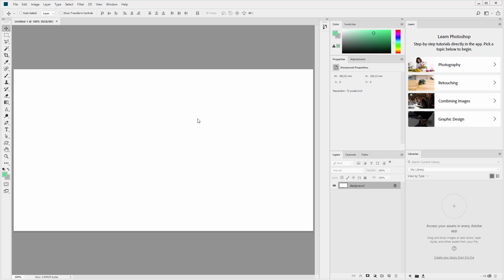Now, understanding the workspace is the first part of learning Photoshop. The goal of this course is to make sure you know where everything is and what everything does. So, in the next videos, we're going to reset the workspace, make sure you're at the defaults, and then we're going to take a deeper dive and look into the workspace.